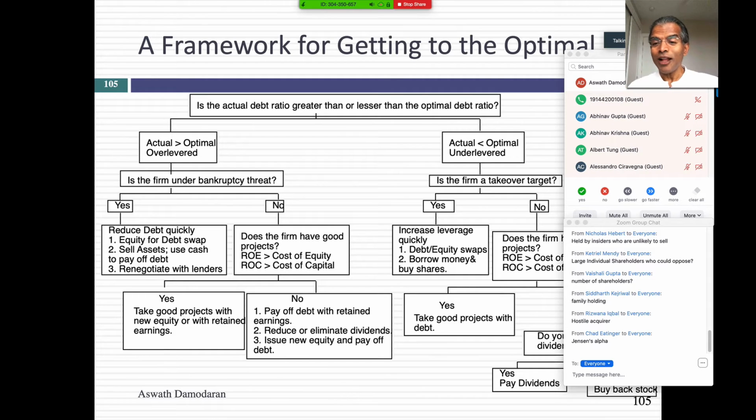Remember, a Jensen's Alpha computes how well or badly you've done and adjusts for risk and adjusts for the market performance. And if your Jensen's Alpha is positive, you outperform the market. If your Jensen's Alpha is negative, you underperform.